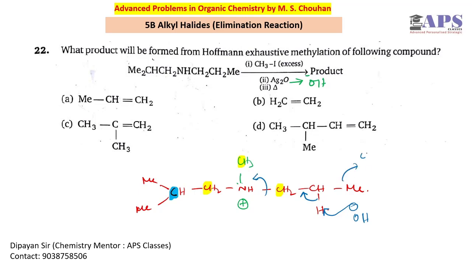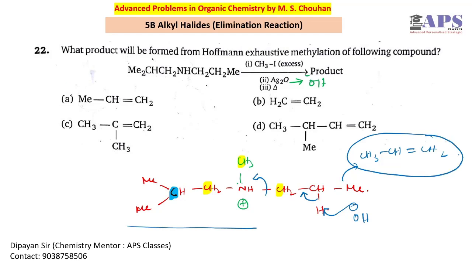So from here we have CH3CH=CH2. This is our final product, along with this molecule. The final alkene is this, so it is identical with option A.